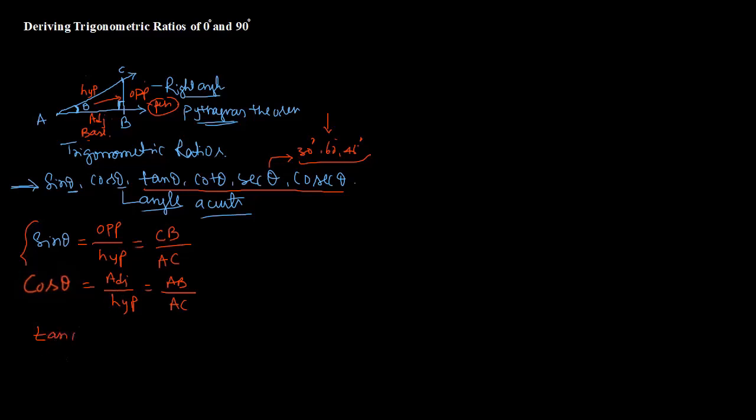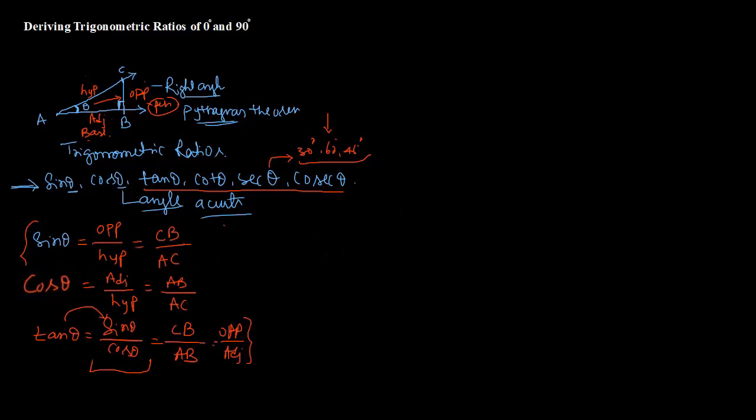Tan theta can be written as sine theta by cos theta. These two, I can straight away take the values and write them here. If this is divided by this, AC gets cancelled, which gives opposite by adjacent, which is CB by AB. Either you can remember this or remember the ratios for sine and cos, and based on these two, you can write all of them. You don't need to memorize any of this.